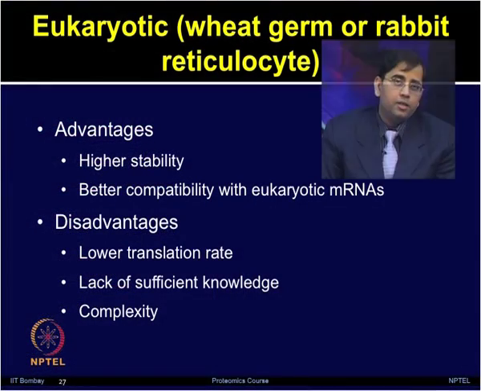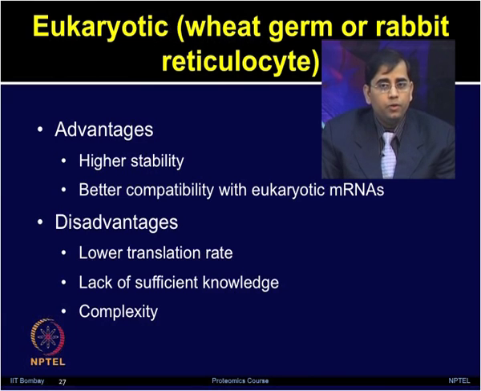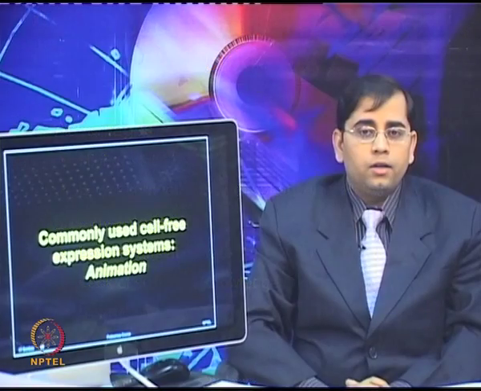So, advantages of these systems include higher stability, so the longer lifetime of the cell-free systems, better compatibility with the eukaryotic mRNAs and synthesis of eukaryotic proteins. However, there are certain disadvantages such as lower translation rate, lack of sufficient knowledge to construct effective genetic vectors, and the complexity of genetic constructs for the effective protein expression. So, we will discuss the commonly used cell-free expression systems in the following animation.